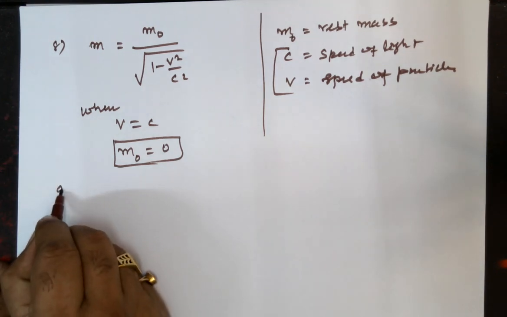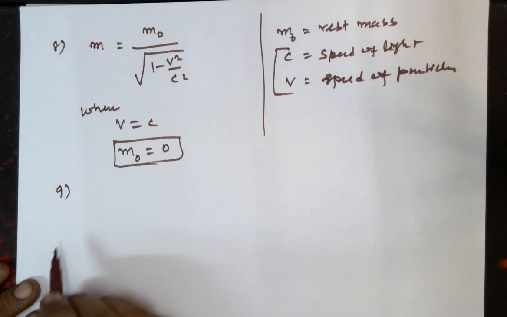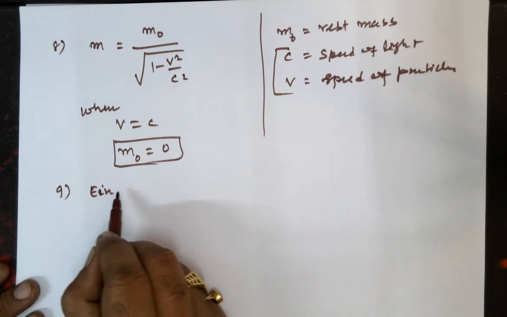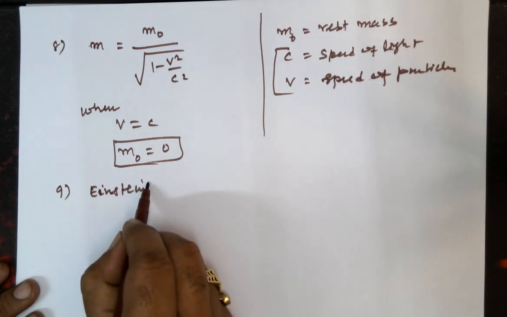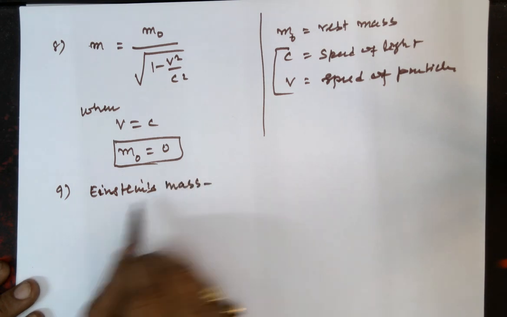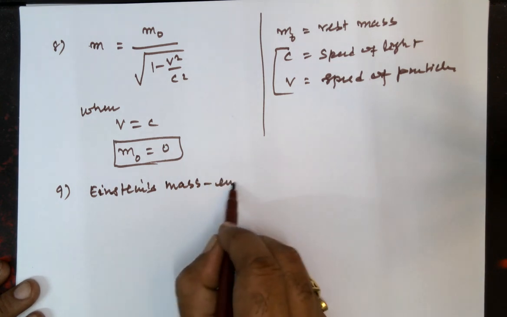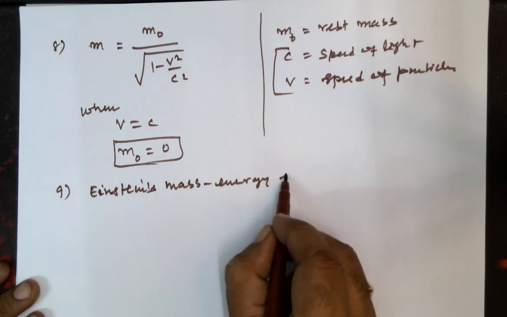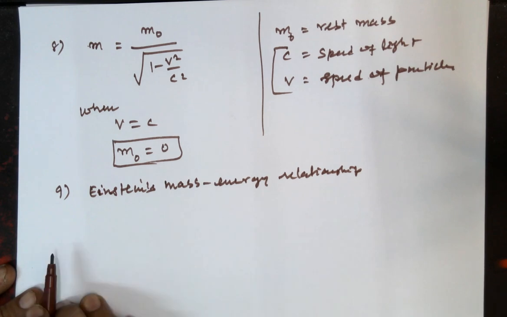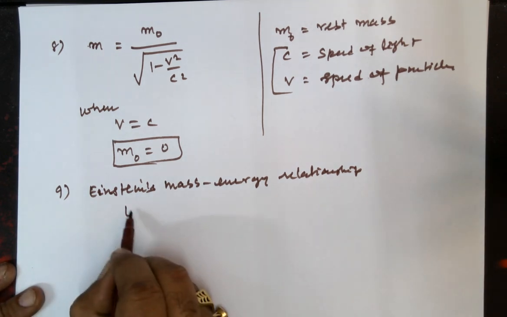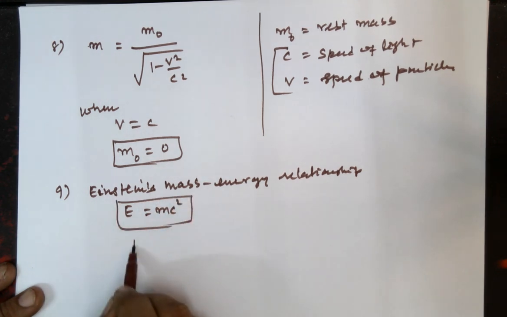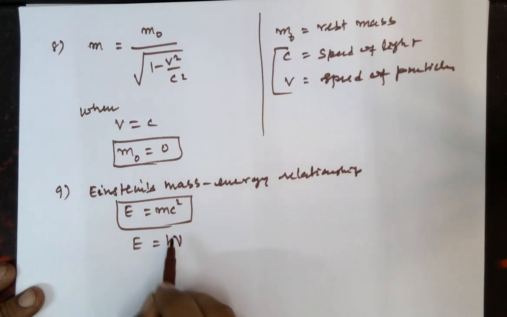In fact, the moving mass m of a photon is determined by Einstein's equation. Einstein's mass-energy relationship, the famous E is equal to mc squared, is it not? Therefore, E is equal to mc squared. We already know E is equal to h nu.